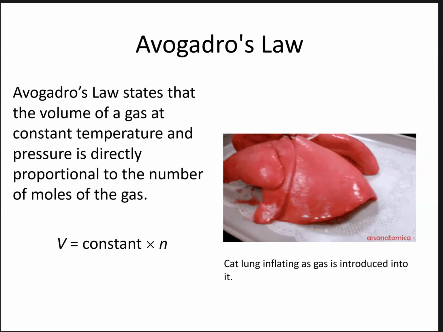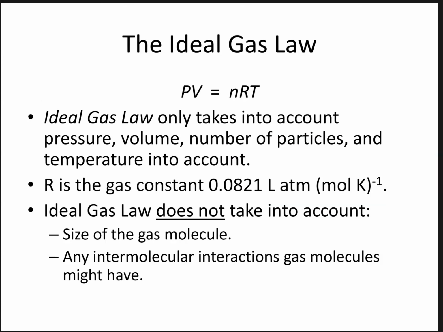Well, factoring in Avogadro's law, we arrive at the ideal gas law. That is, pressure times volume equals the number of moles of gas times the gas constant R times the temperature T in Kelvin. The gas constant R is 0.0821 liter atmospheres over moles Kelvin. So when we work with ideal gases, we have to talk about volumes in liters, pressures in atmospheres, temperature in Kelvin, and number of particles in moles.